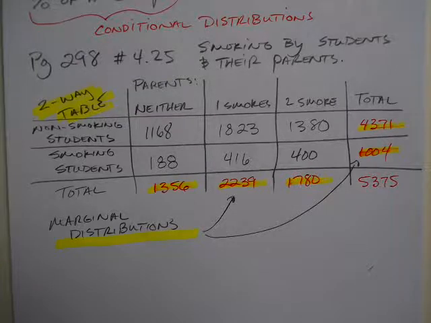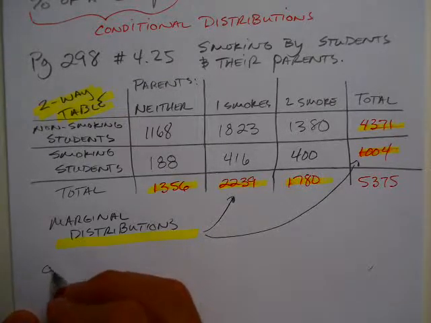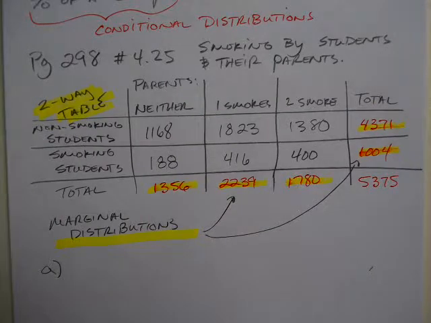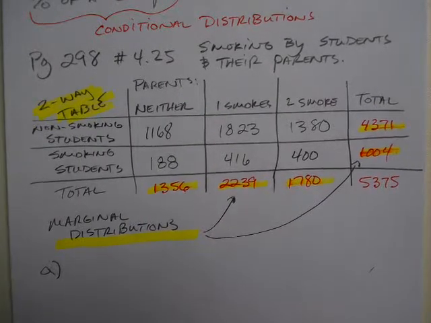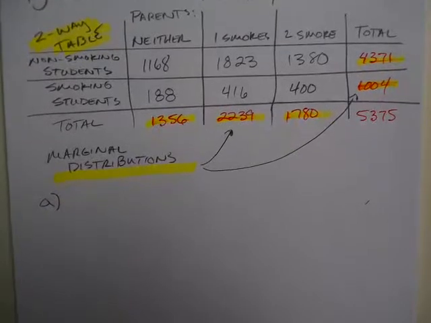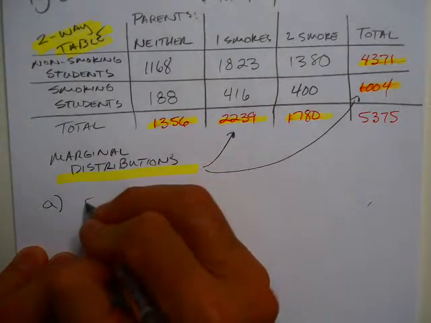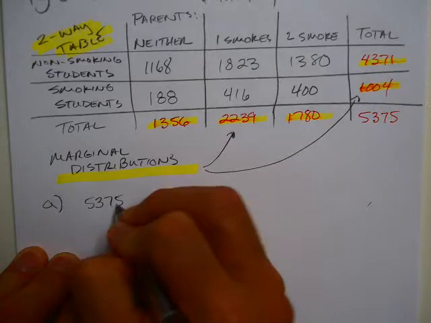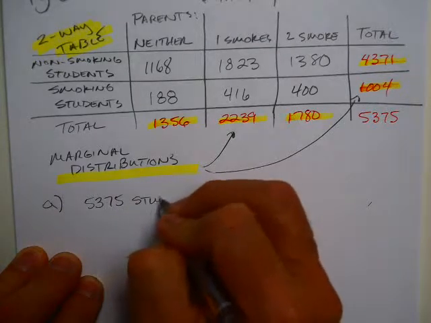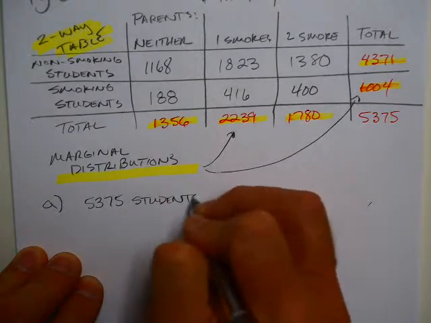All right, so let's see what the question asks of us. A asks us, how many students are described in the two-way table? Well, once you've made the table, oftentimes the answers are pretty straightforward. So how many students are we talking about here? Yeah, 5,375. Okay.